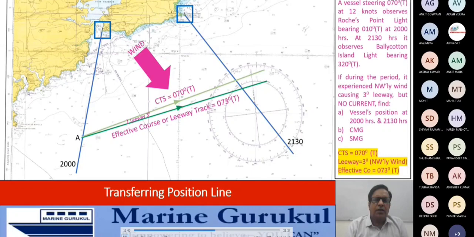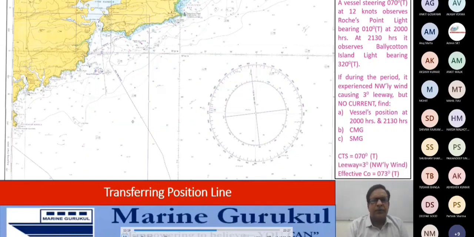So what we'll do is we'll restart our plot. So up to here, I hope everybody is clear, beta. Any doubts? No, sir. Yes, sir. Very good, beta. Instead of drawing CTS, we'll draw the effective course, the leeway track, of 073 degrees true. And of course, the magnitude of this, as already explained in the earlier videos, would be the engine distance for the required duration. So now we start with the effective course of 073 degrees true.